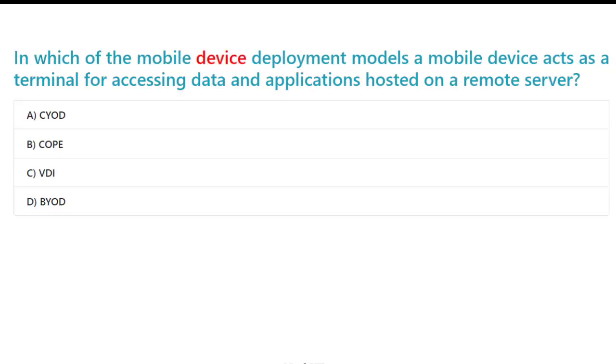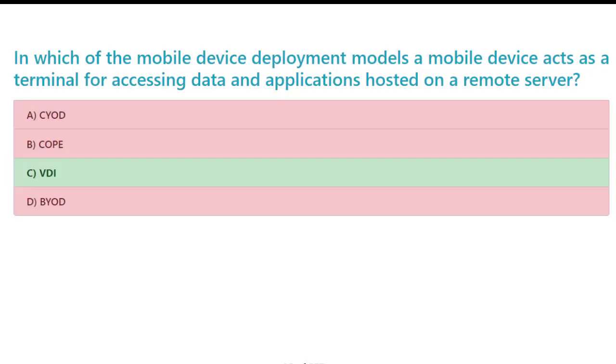In which of the mobile device deployment models does a mobile device act as a terminal for accessing data and applications hosted on a remote server? A. CYOD. B. COPE. C. VDI. D. BYOD. The correct answer is C. VDI.